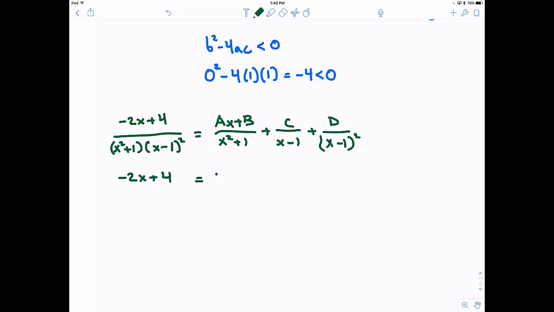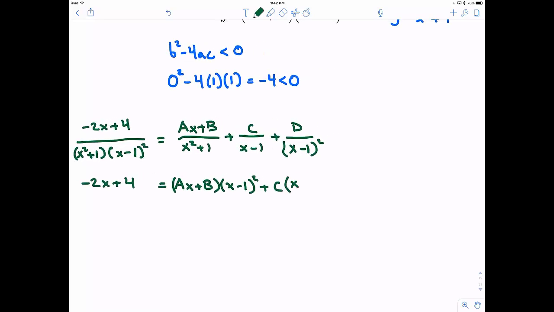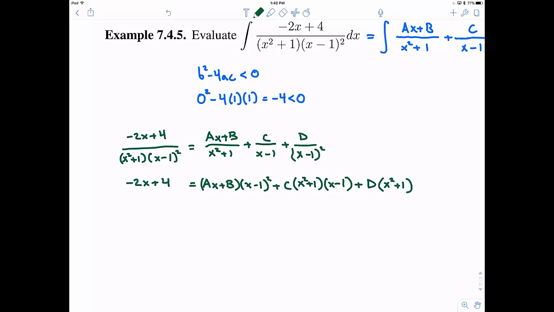And then on the right-hand side, we have some work to do. In the first term, the x minus 1 quantity squared doesn't cancel out, so we have to include those. For the c term, only one of the x minus 1s cancels out, so we'll still need this x squared plus 1 and another x minus 1. And in the d term, the x minus 1 quantity squared does cancel out, so what's left over is the x squared plus 1. Okay, now distributing time, because we want to collect like terms. In order to do that, we need to distribute this all the way out.